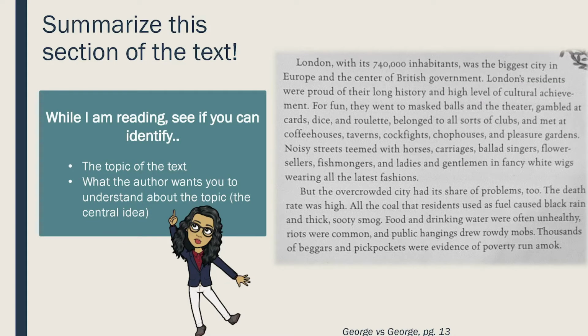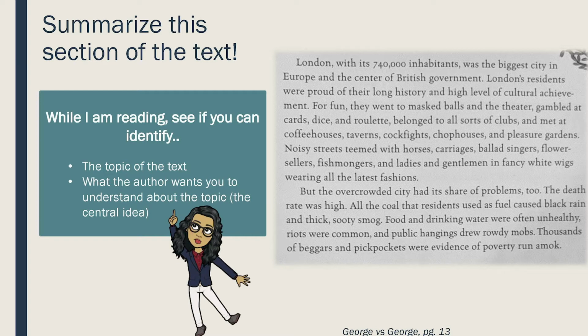London, with its 740,000 inhabitants, was the biggest city in Europe and the center of British government. London's residents were proud of their long history and high level of cultural achievement. For fun, they went to masked balls and theater, gambled at cards, dice, and roulette, belonged to all sorts of clubs, and met at coffee houses, taverns, cockfights, chop houses, and pleasure gardens.